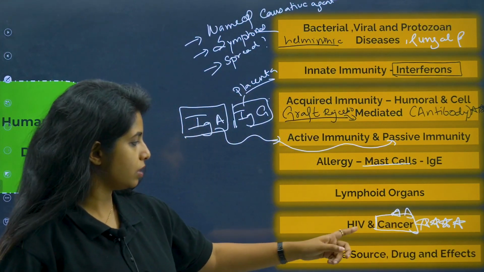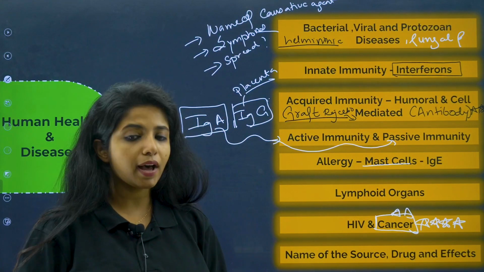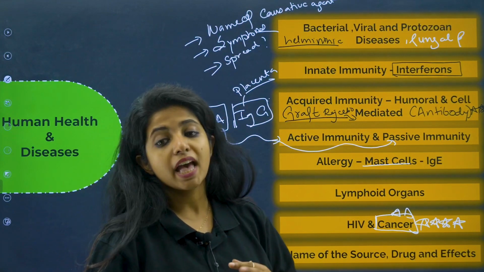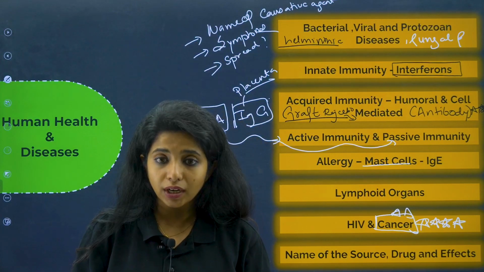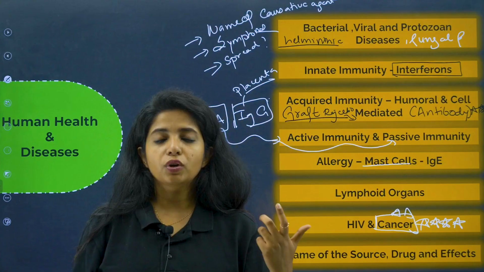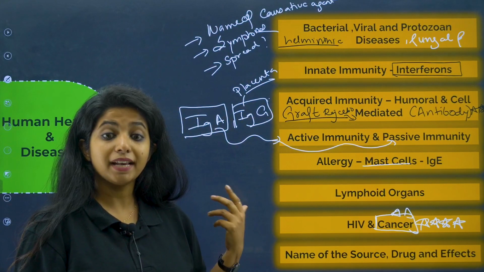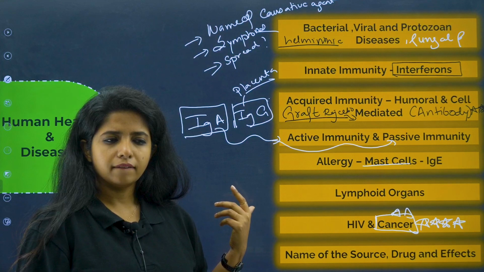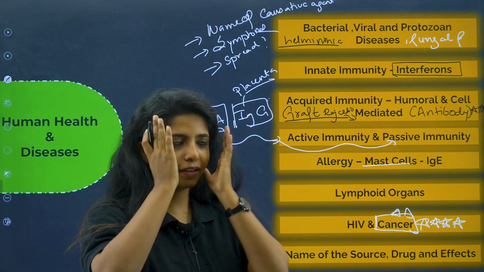Now, name of the source, drug and its effect. In drugs, opioids, cannabinoids, coca alkaloids, barbiturates, amphetamines, each and everything is important. You should be knowing its source, that is, from which plant you are taking it. For example, opioids you are taking from opium poppy, or what do you call it? Somehow I forget things. I was going to say Pisum sativum. God forbid me. Okay, wait.